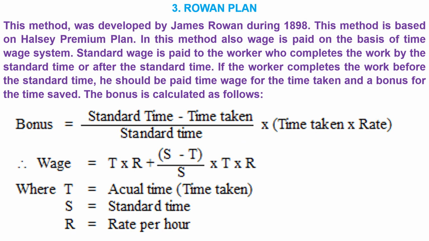3. Rowan Plan. This method was developed by James Rowan during 1898. This method is based on Halsey Premium Plan. In this method also wage is paid on the basis of time wage system. Standard wage is paid to the worker who completes the work by the standard time or after the standard time. If the worker completes the work before the standard time, he should be paid time wage for the time taken and a bonus for the time saved. The bonus is calculated as follows.